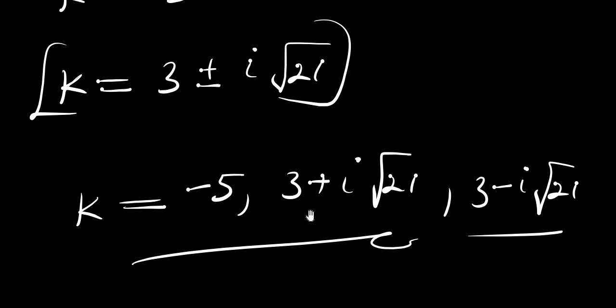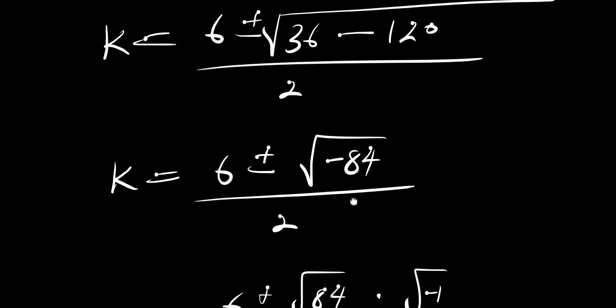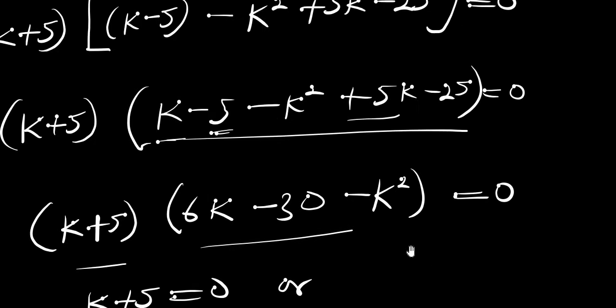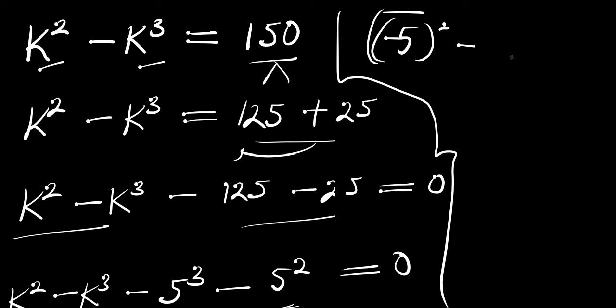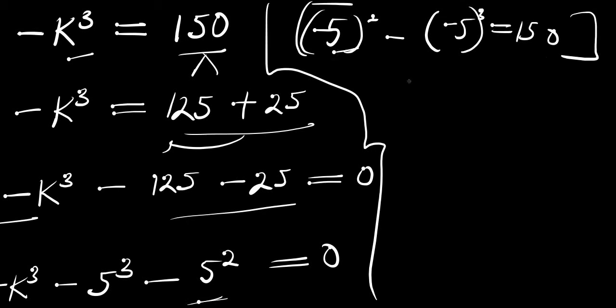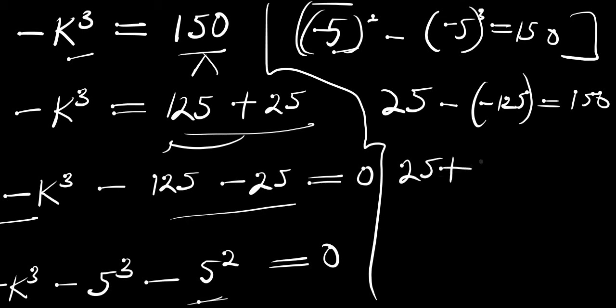We have one real solution and two complex solutions. So you can easily test for the real solution. Remember, this is k equals negative 5. If you insert negative 5 here, you are going to have something like this. Negative 5 power 2 minus negative 5 power 3 equals 150, right? So negative 5 power 2, this is 25, minus negative 5 power 3, this is negative 125, equals 150. This is 25 plus 125, because negative times negative is positive, equals 150. Yes, 25 plus 125 will give you 150, equals 150.